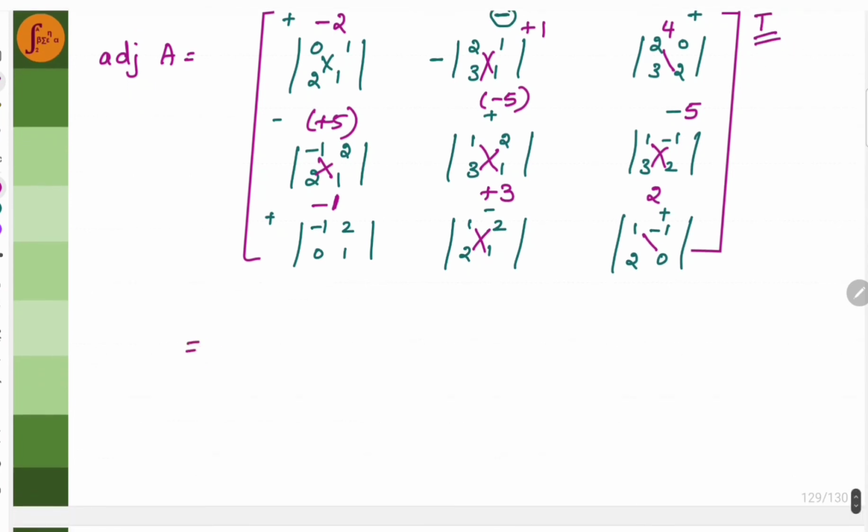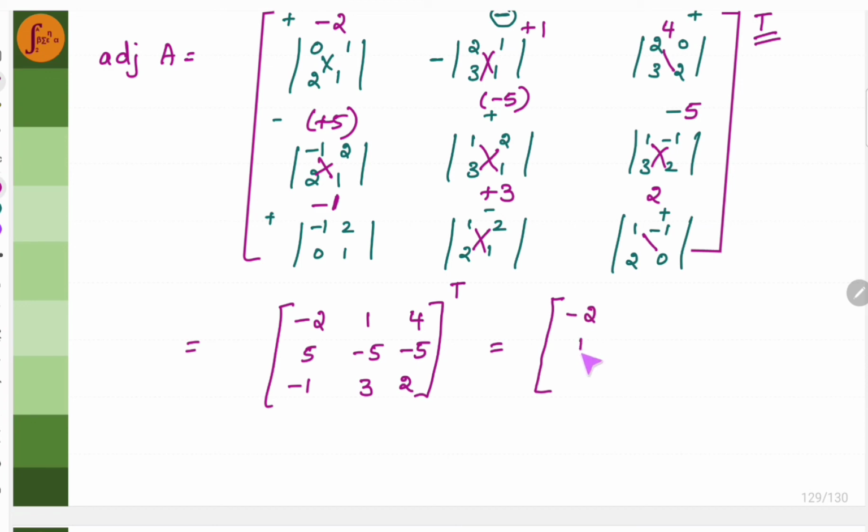Now let's write this in the neat form. We'll get minus 2, 1, 4, 5, minus 5, minus 5, minus 1, 3, and 2. And then take a transpose of this. So we'll interchange the rows and columns. So minus 2, 1, 4, then 5, minus 5, minus 5. Write it as column. Minus 1, 3, 2. So we've taken the transpose. So this is adjoint of A.